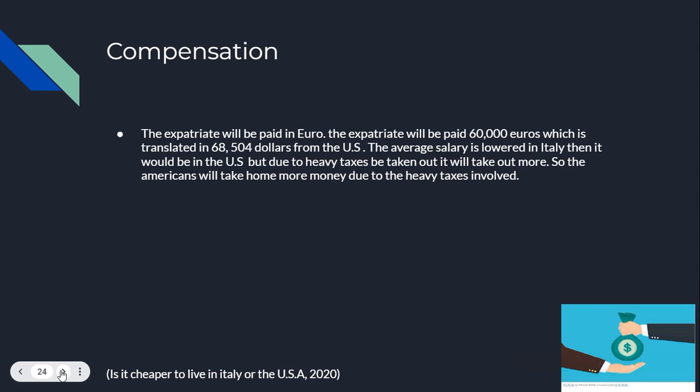So how the compensation will work for the expediter is he will be paid 60,000 euros, which translates to about $68,000 from the U.S. The average salary is lower in Italy than it would be in the U.S., but due to heavy taxes being taken out, Americans do take home less money.